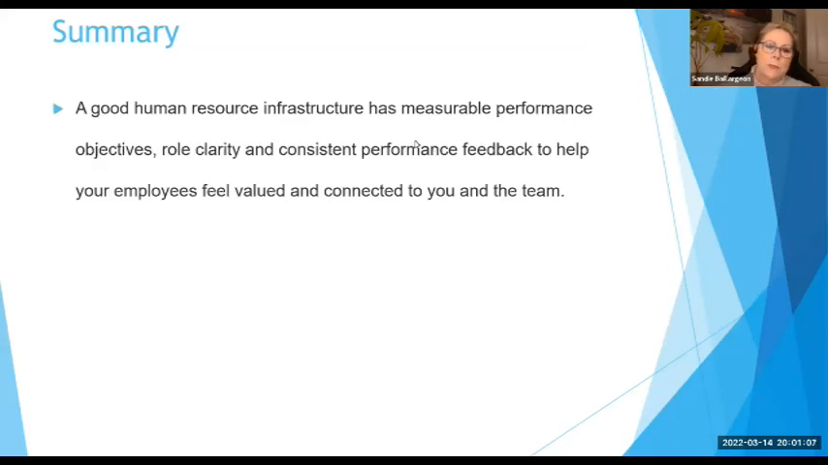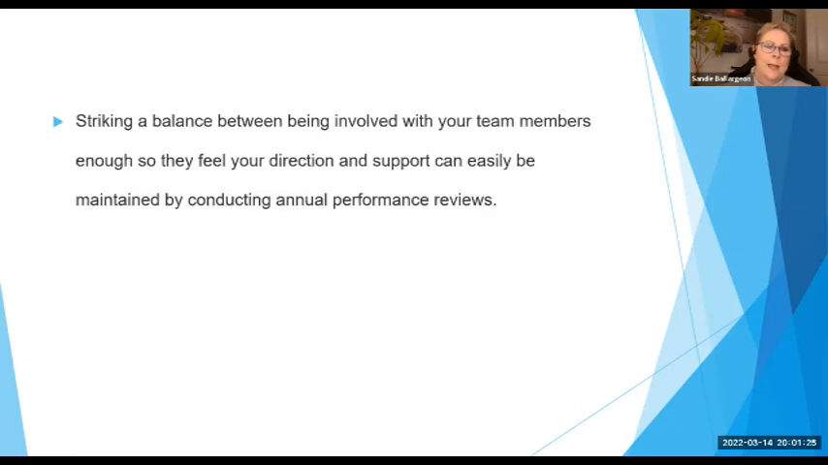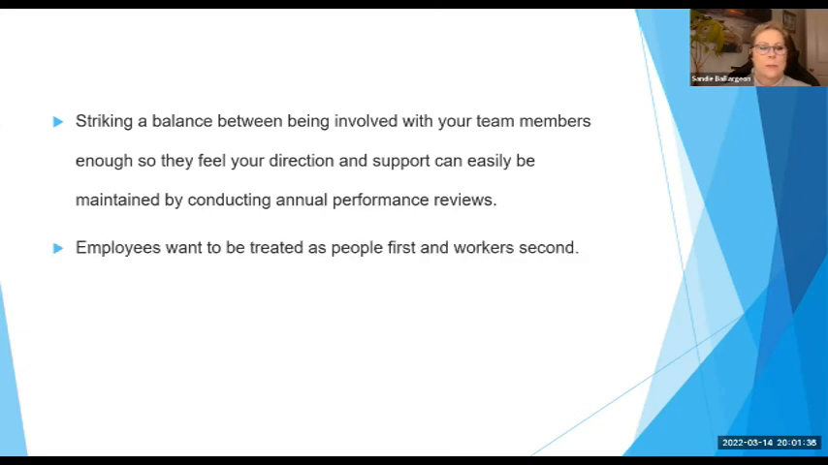So in summary, a human resource infrastructure has measurable performance objectives, role clarity, and consistent performance feedback to help your employees feel valued and connected to you and the team. Linking individual performance goals and achievements will help to align each team member's performance to the overall goals of the practice. Striking a balance between being involved with your team members enough so they feel your direction and support can easily be maintained by conducting annual performance reviews. Remember that employees want to be treated as people first and workers second. Remember, happy employees affect your bottom line.